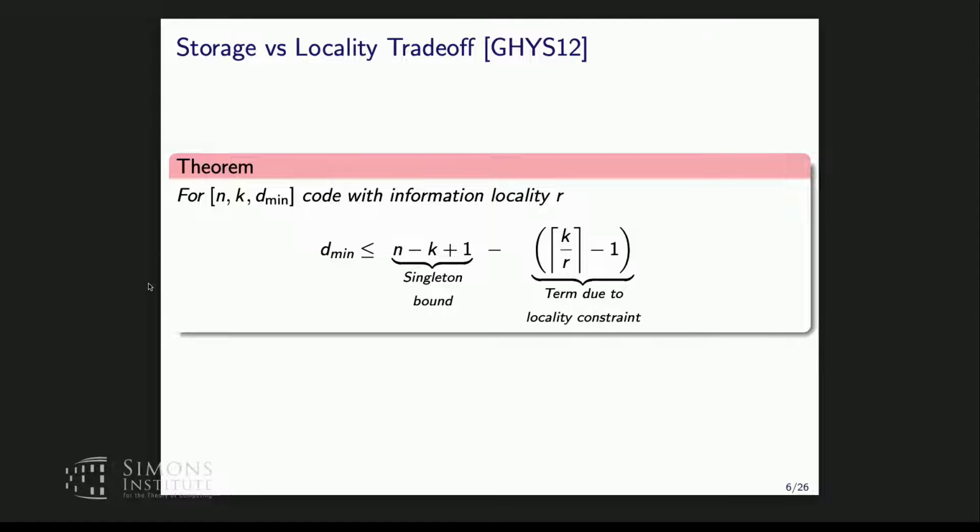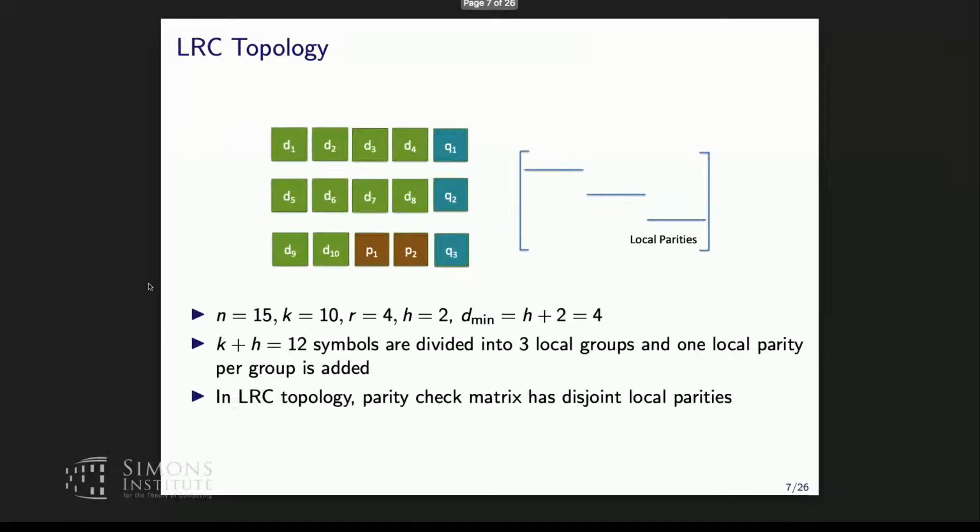So if I have an n, k, d min code with information locality r, then you have the singleton bound, but then you pay a penalty because of this locality constraint. The proof is quite nice, and I do it in the classes as well because it is quite informative, and clearly not so intuitive directly.